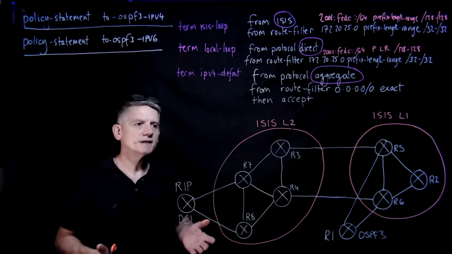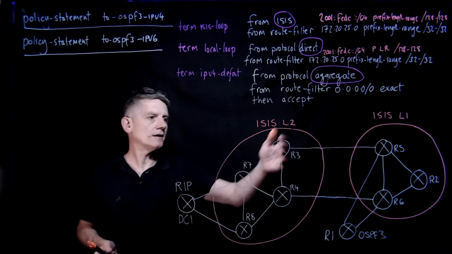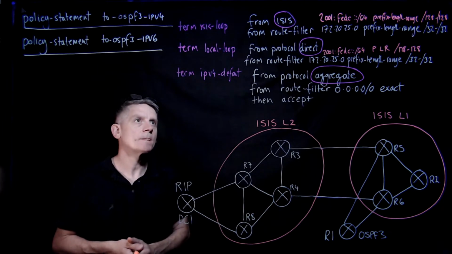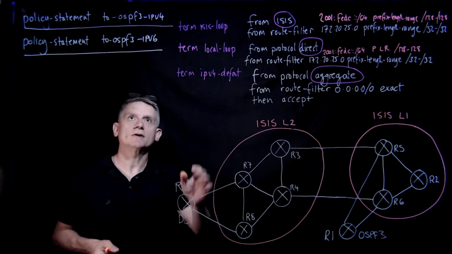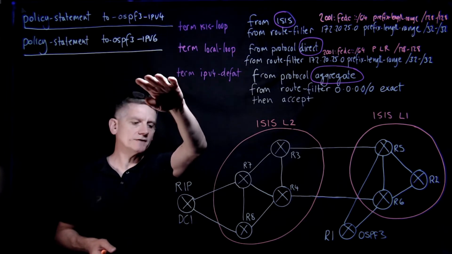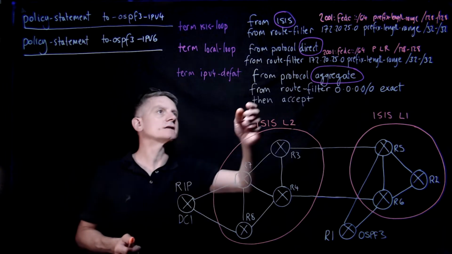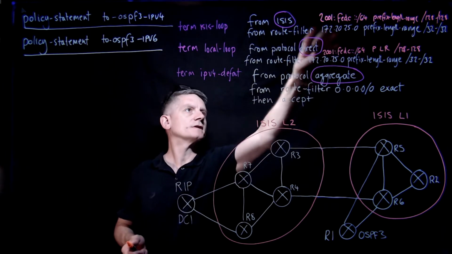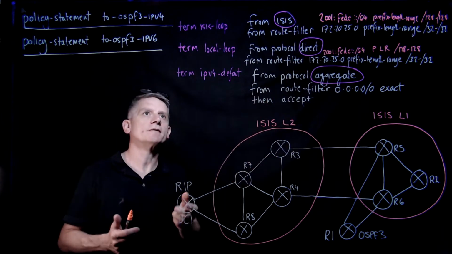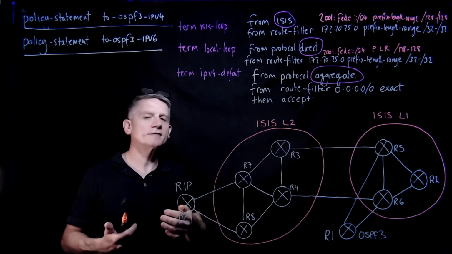Okay, so this video will round off the routes that are being exported out of OSPF version 3. So we've got two policy statements, one for version 4, one for version 6. They're effectively identical. Obviously you have different prefixes and route filters. You can see them in orange, but they're effectively the same. And there's going to be three terms.